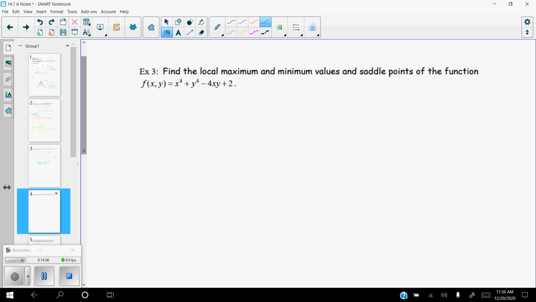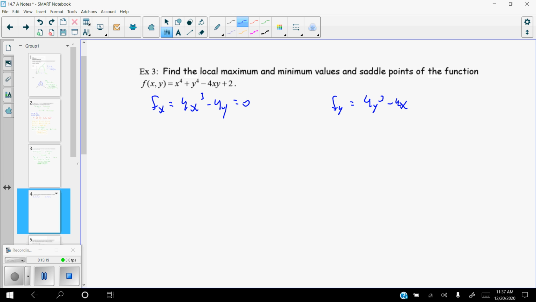Find the local max and min values and saddle points of this function. So once again, fx is 4x cubed minus 4y, we have to set that equal to 0, and fy is going to be 4y cubed minus 4x.